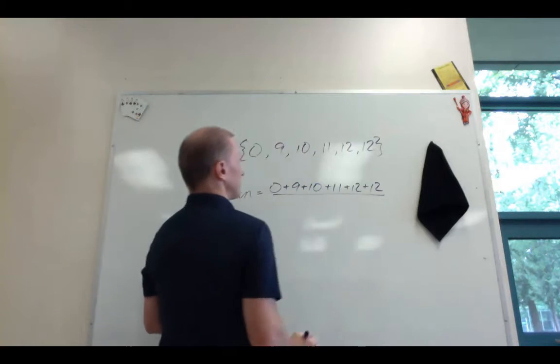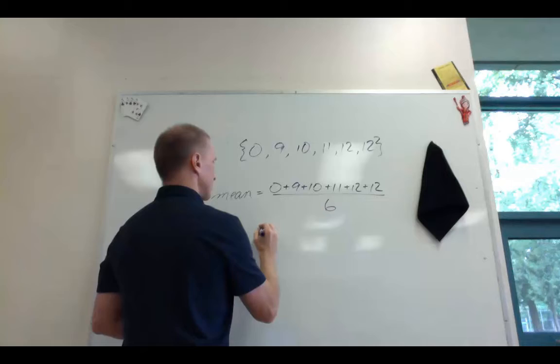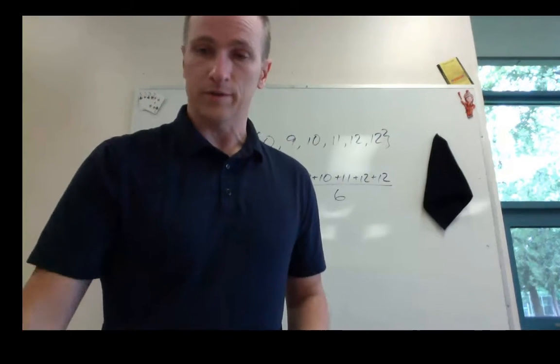And divide by how many there are. 1, 2, 3, 4, 5, 6. There are 6 of them. So now I'm going to do my calculation using Desmos.